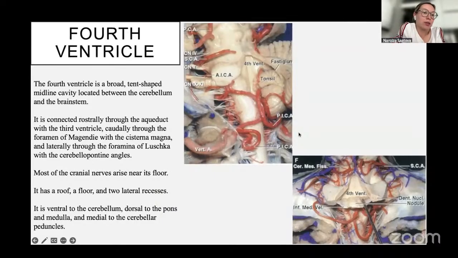The fourth ventricle is a broad, tent-shaped midline cavity located between the cerebellum and the brainstem. It is connected rostrally through the aqueduct with the third ventricle, caudally through the foramen of Magendie with the cisterna magna, and laterally through the foramen of Luschka with the cerebellopontine angles. Most of the cranial nerves arise near its floor. It has a roof, floor, and two lateral borders. It is ventral to the cerebellum, dorsal to the pons, and medial to the cerebellar peduncles.